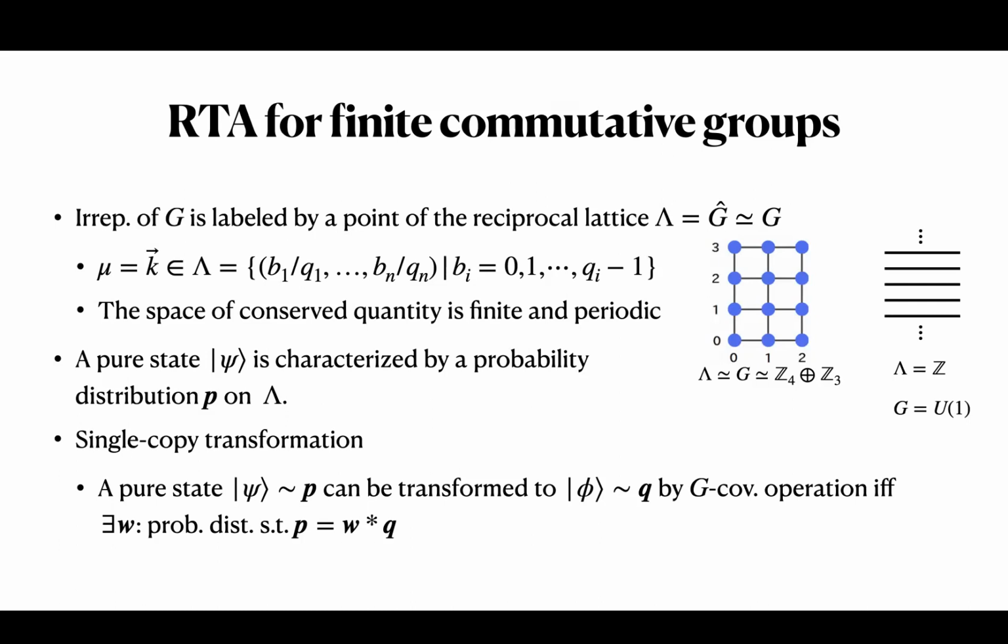And since these representations are one-dimensional, a pure state is also characterized by a probability distribution P on lambda. And we can show a statement similar to U1: a pure state psi can be transformed to phi by a G-covariant operation if and only if there is a probability distribution W such that P is a convolution of W and Q.